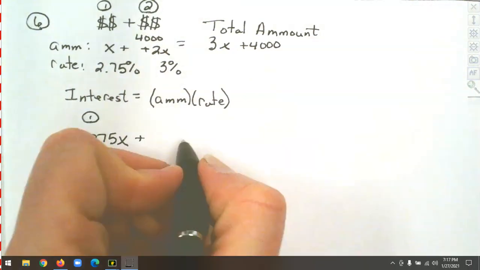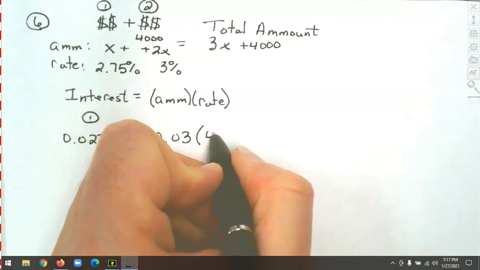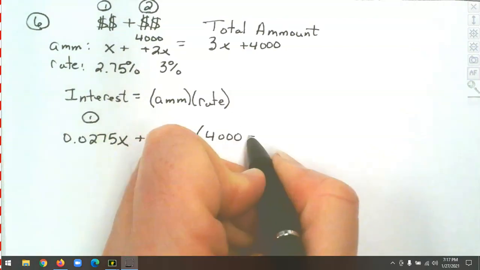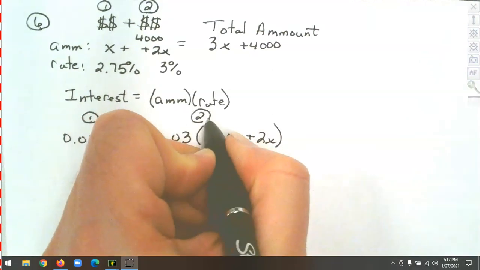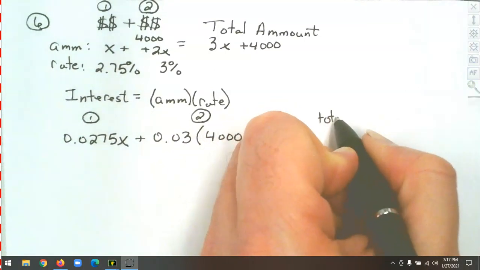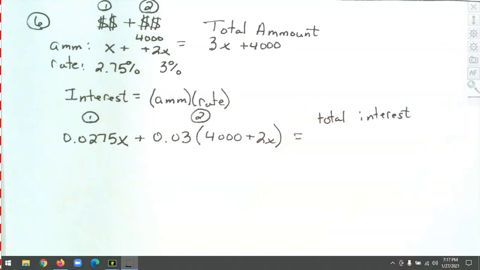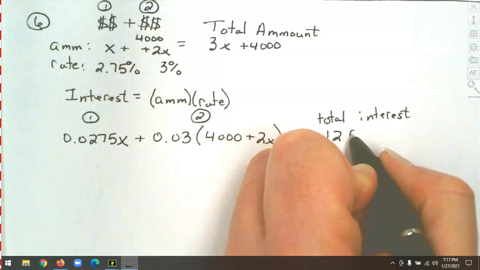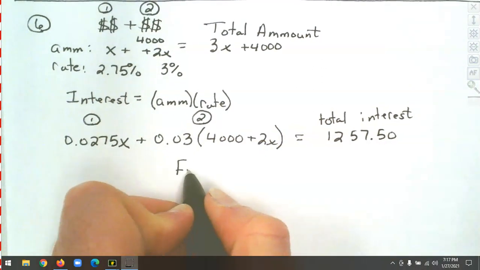The next one is 3%, so that's 0.03. And that's going to be multiplied by 4,000 plus 2x. So that's your second account. And then on the right-hand side, we want the total interest. And this is given in the problem. And that total interest is $1,257.50. And you should be able to finish it from here.